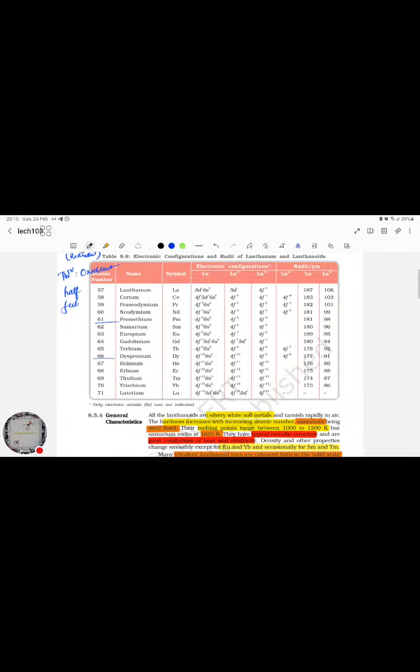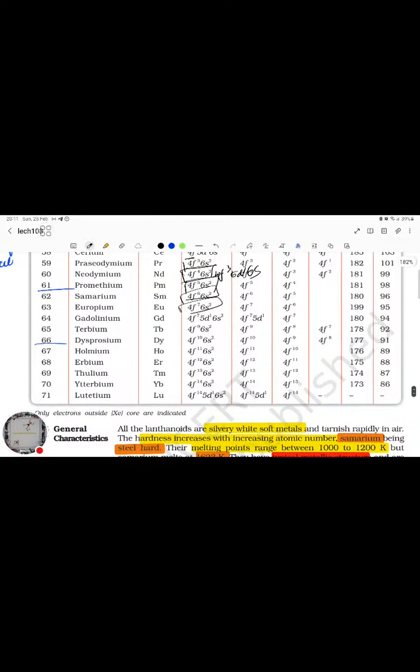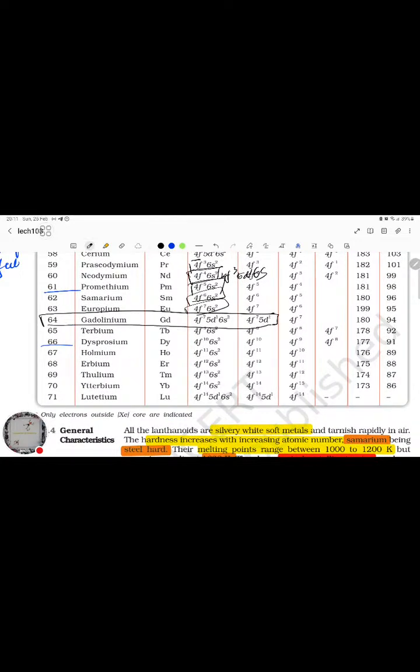Cerium has atomic number 58, with the configuration 4f1, 5d1, 6s2. And praseodymium is expected to have 4f2, 5d1 configuration, but it turns out to have 4f3, 6s2. And similarly neodymium is expected to have 4f3, 5d1, 6s2 configuration, but it is found to have 4f4. And we have promethium 4f5, samarium 4f6, europium 4f7, gadolinium 4f7, 5d1, terbium 4f9. So basically in the expected series gadolinium is the only one which is accomplishing that expected electronic configuration.